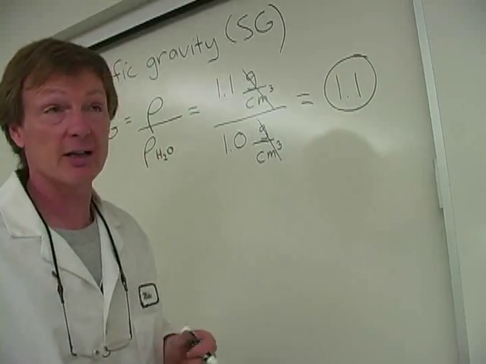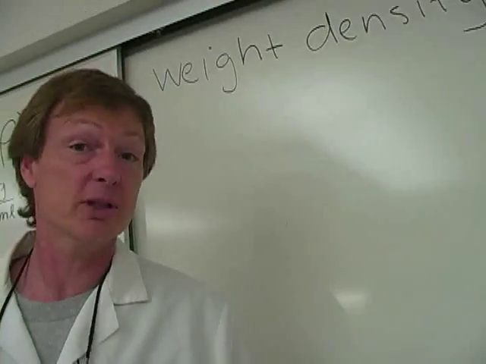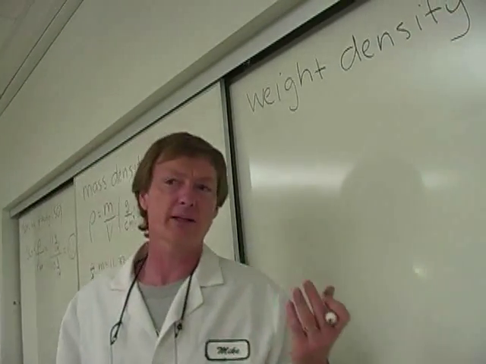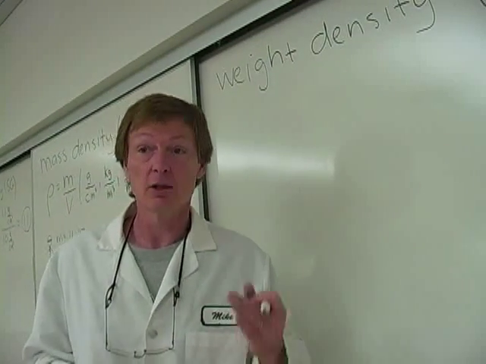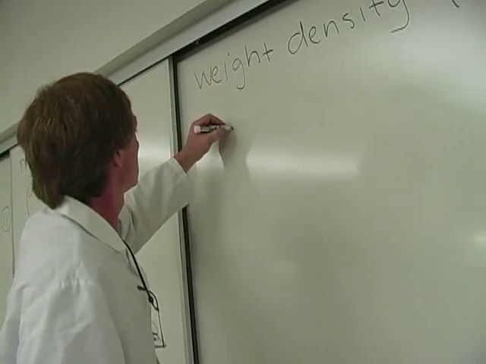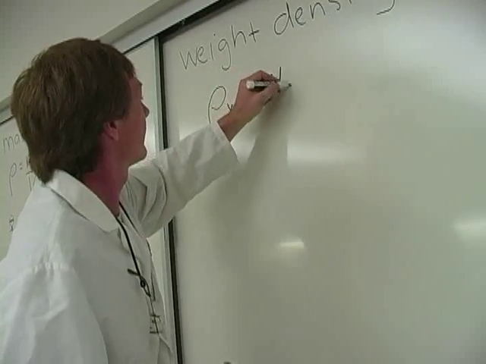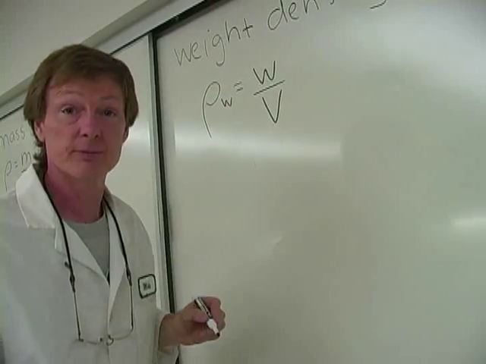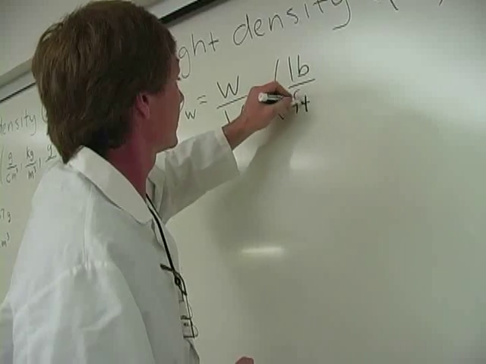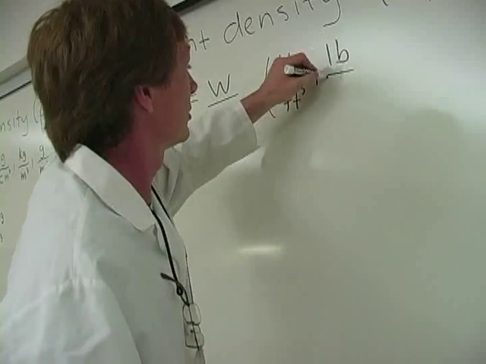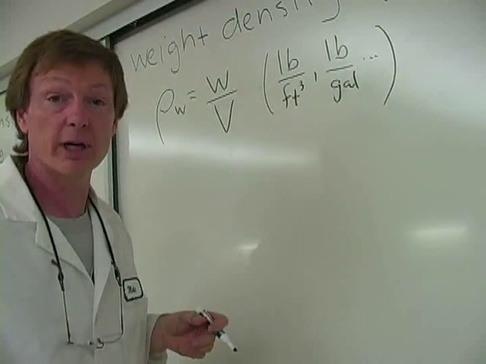Now, there's another kind of density, right over here. In English units, we usually don't talk about the mass, we talk about the weight. And so we're concerned more with the weight density. How many pounds per cubic feet, for example, do we have, or how many pounds per gallon? So the weight density is, you might expect, here's weight density. Weight density is just weight per volume. And the units are going to be like pounds per cubic foot, pounds per gallon, and so on. Any kind of weight over any kind of volume.